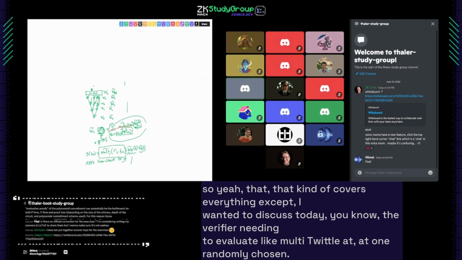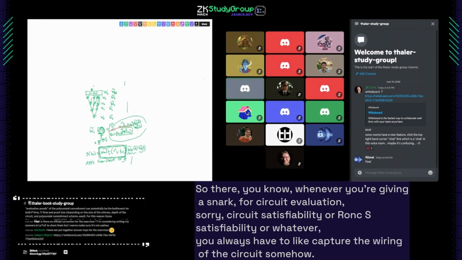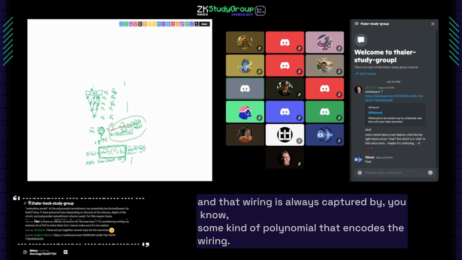So that covers everything, except I wanted to discuss today the verifier needing to evaluate multi-twiddle at one randomly chosen point. This is a subtle issue that arises in basically all SNARKs. Whenever you're giving a SNARK for circuit satisfiability or R1CS satisfiability or whatever, you always have to capture the wiring of the circuit somehow. And that wiring is always captured by some kind of polynomial that encodes the wiring.